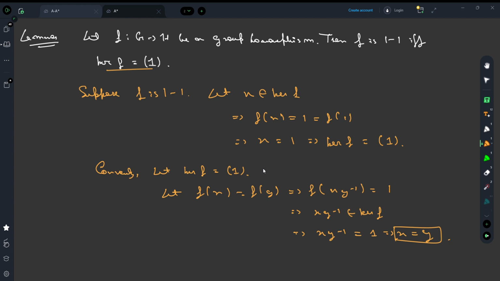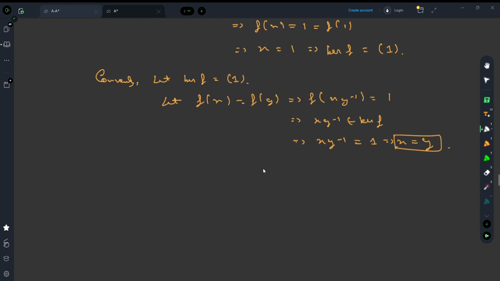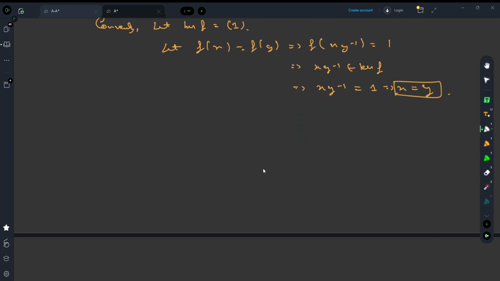Right? Or you cannot use the term right cancellation, you can just say that by multiplying y on the right. Okay. Therefore, f is one-one. Clear? Okay. Let's come to the first isomorphism theorem.